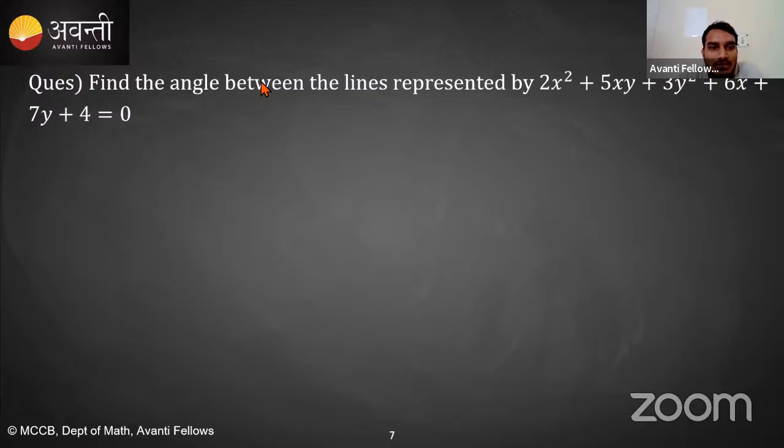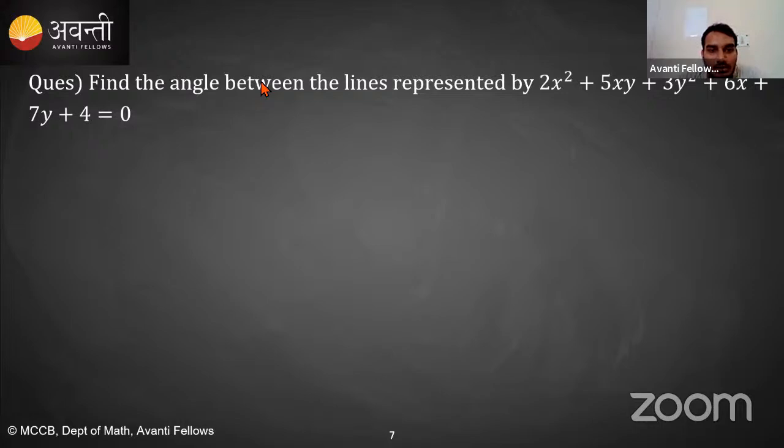2x square plus 5xy plus 3y square plus 6x plus 7y plus 4 equal to 0. Find the angle between the lines represented by this combined equation. Quickly let me know in the chat box. Just now we have recalled these things, so it won't be very hard to tell me the answer. Everyone, just let me know the value of tan theta. What is the value of tan theta you are getting? Quickly, 20 seconds left. Quickly, everyone.